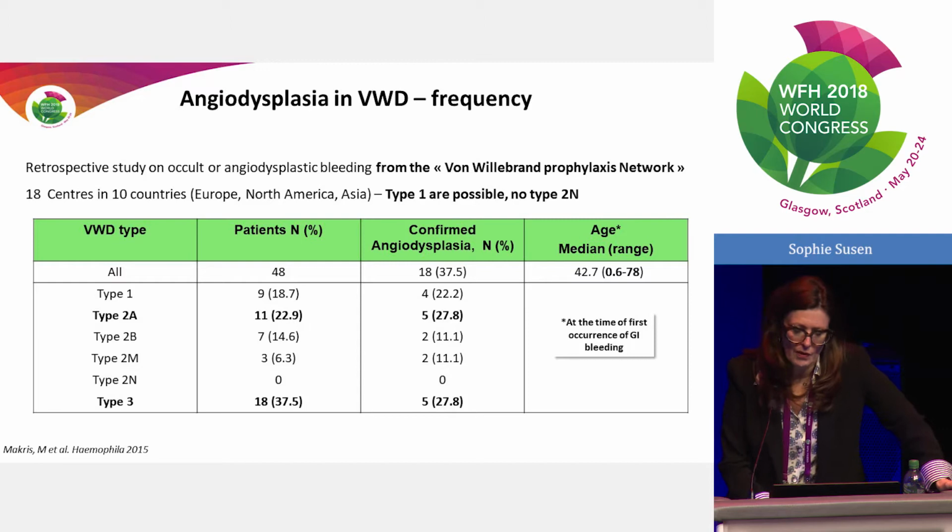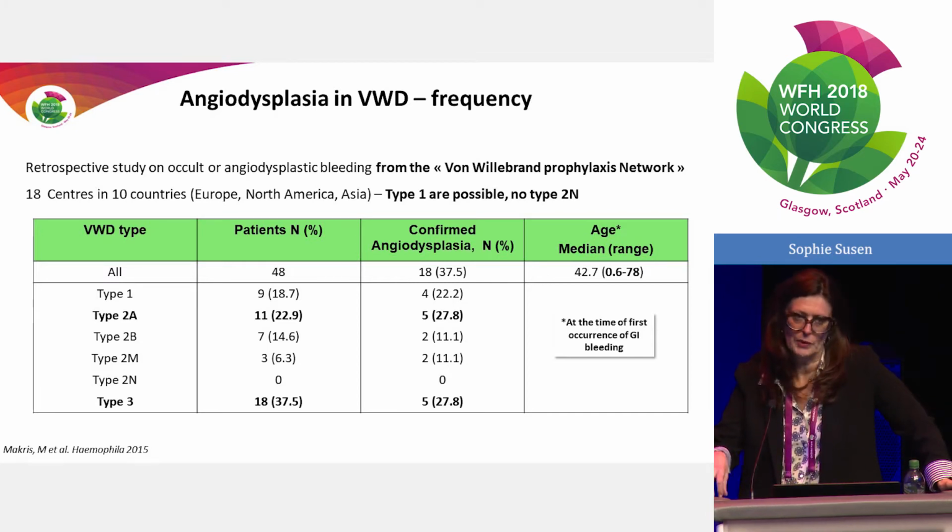This frequency was examined in the von Willebrand prophylaxis network, which involved 18 centers in 10 countries, and the authors reported that type 1 is possible, but type 2N is not associated with angiodysplasia. What you can see here is that there is a large range of age at the first occurrence of GI bleeding, from little children to elderly patients. In this study, the frequency was similar between type 2A and type 3 von Willebrand disease.